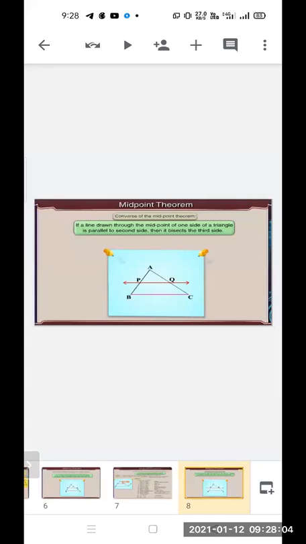Now we are going to study the converse of the midpoint theorem. If a line drawn through the midpoint of one side of a triangle is parallel to the second side, then it bisects the third side.